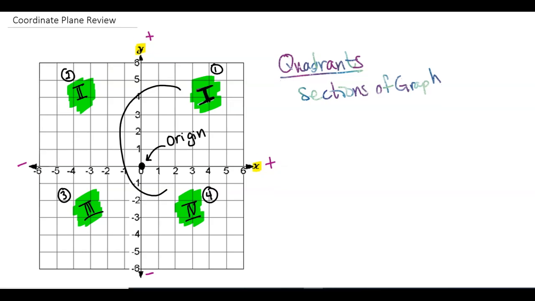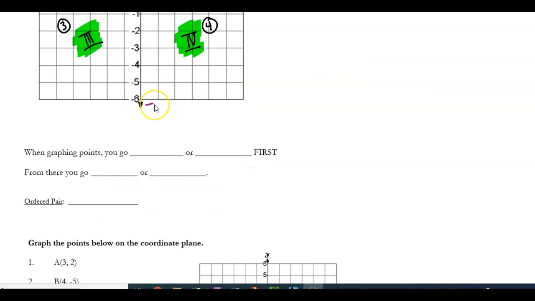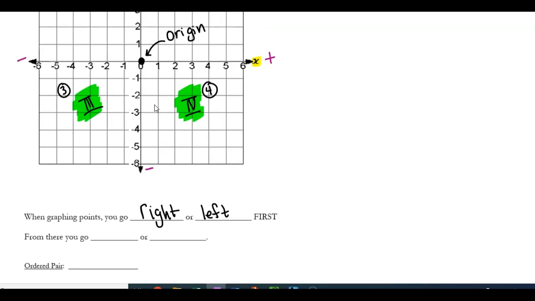Let me hold on a second. Let me erase that. All right. Okay, so in graphing points, you're always going to go right or left first. So you're going to start at the origin, and I'm either going to go to the right or I'm going to go to the left. If I go to the right, it is a positive number. If I go to the left, it's a negative number.